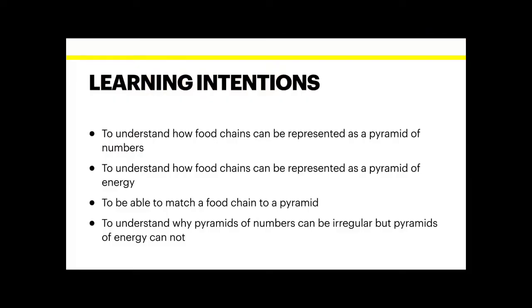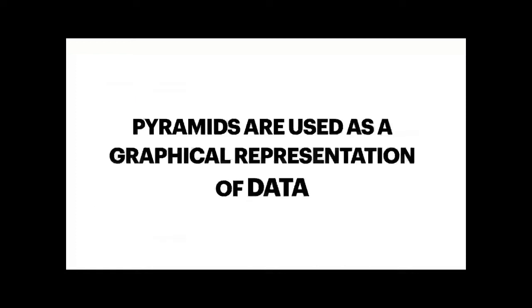So, what we're going to look at is how a food chain can be represented as a pyramid. Now, this could be as a pyramid of numbers or as a pyramid of energy. Once you know the difference between these two pyramids, you should be able to match a food chain to the specific pyramid which represents it. We also want to understand why pyramids of numbers can be irregular, but pyramids of energy cannot.